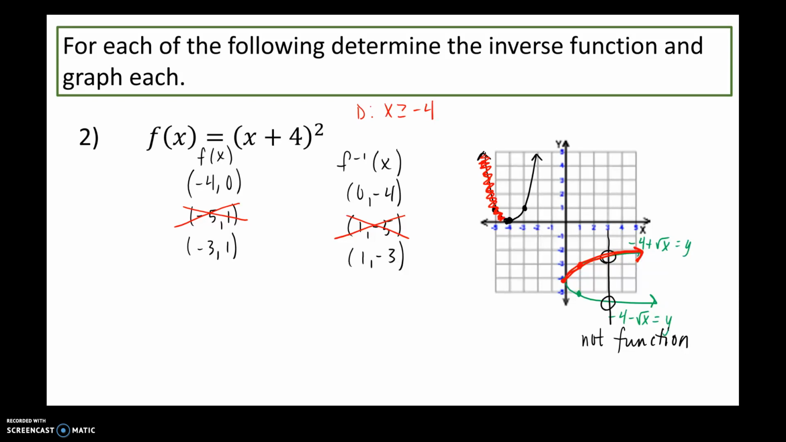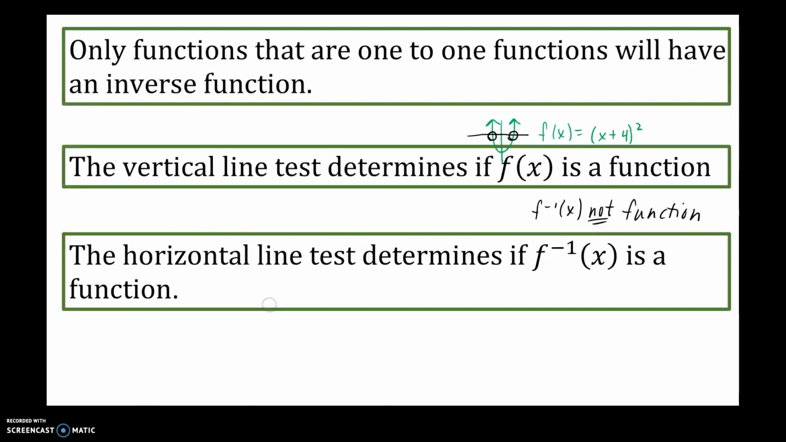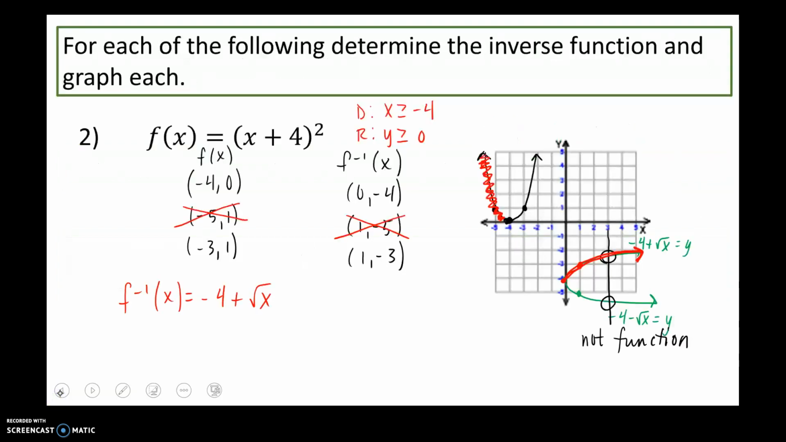Okay, so if that's the domain, then the range would be y is greater than or equal to 0 on the graph of my function. So when I go to my inverse function, now my inverse function would be negative 4 plus the square root of x. And just like your x and your y change, my domain and range change. So now my domain of my inverse function is going to be x is bigger than or equal to 0. And my range, my y values, are going to be all my y values bigger than or equal to negative 4.